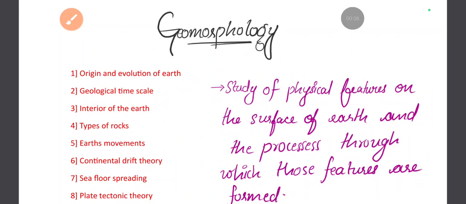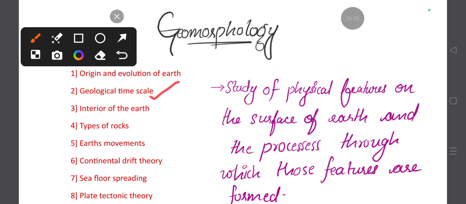Okay, we are going to study the second topic, that is geological timescale under geomorphology. So before doing that, let me quickly revise what we have done in the last class.